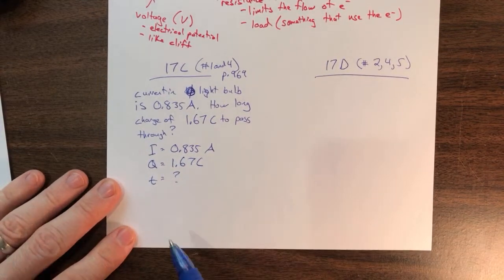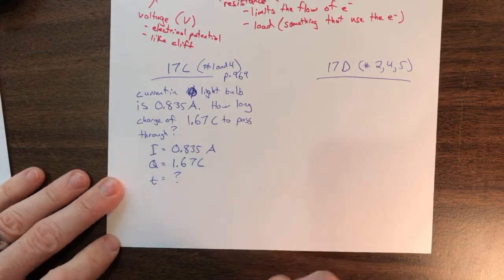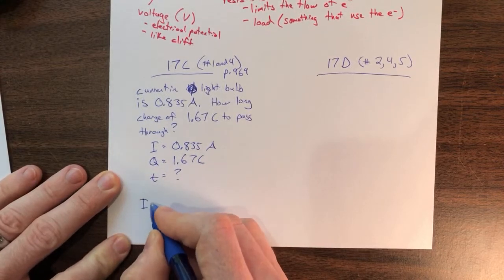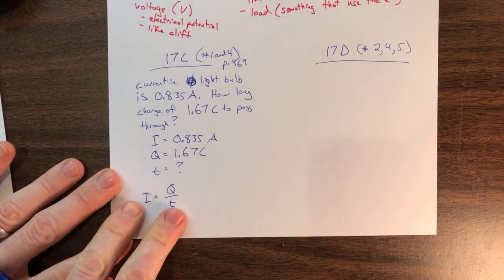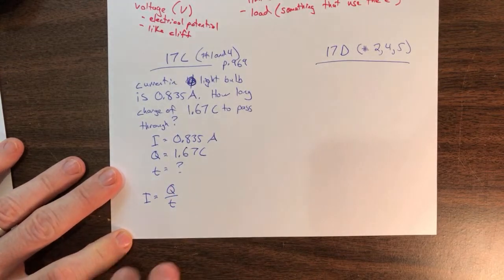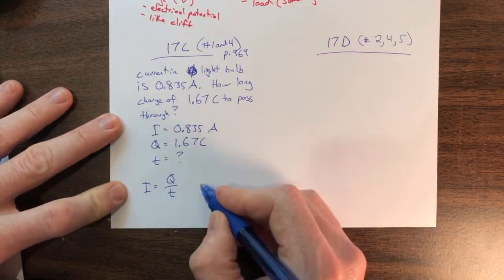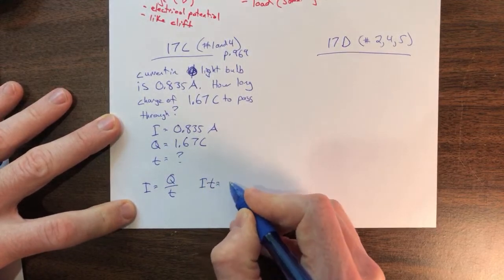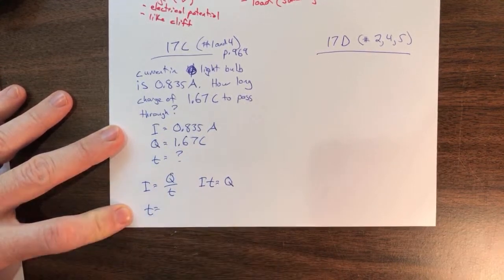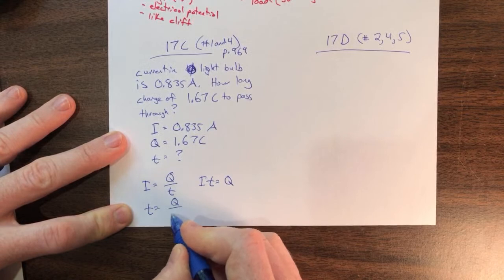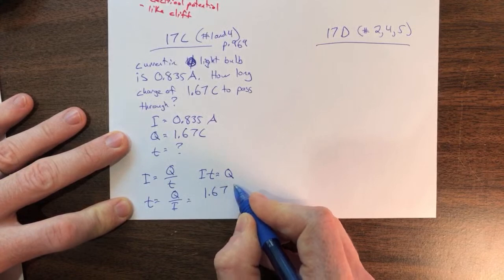So which equation relates I, Q, and T? That's going to be the equation for current, I equals Q over T. But in this case, we're solving for T. So you could simply switch the I and the T; mathematically, that always works. Or we could do it in two steps, and I'll show you. This is I times T equals Q. Then T, therefore, dividing both sides by I, equals Q over I. So that's going to be your charge of 1.67 coulombs.